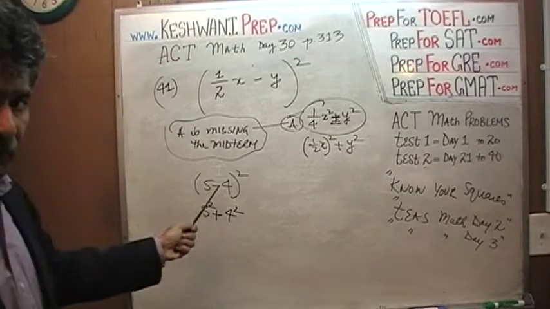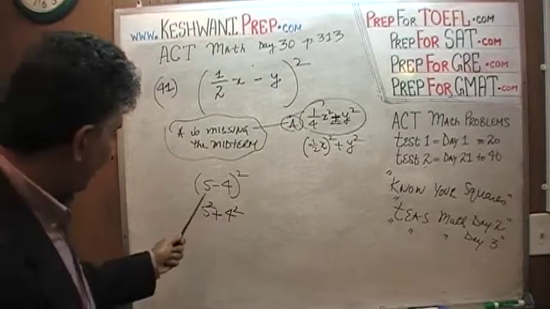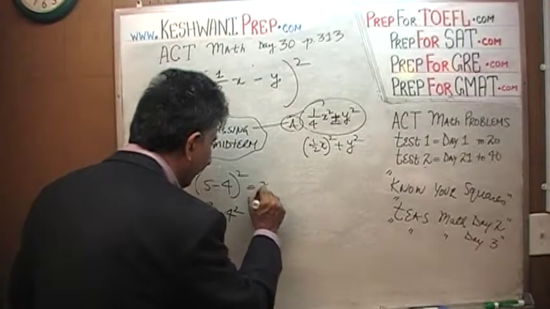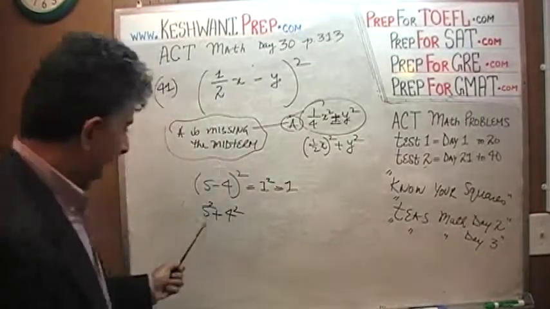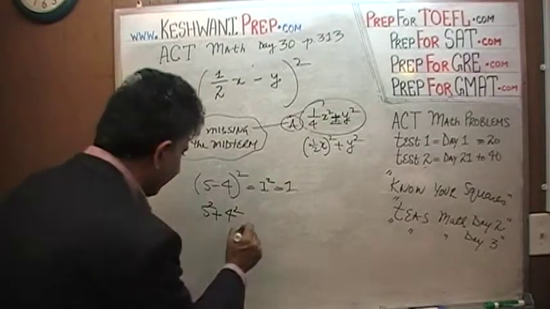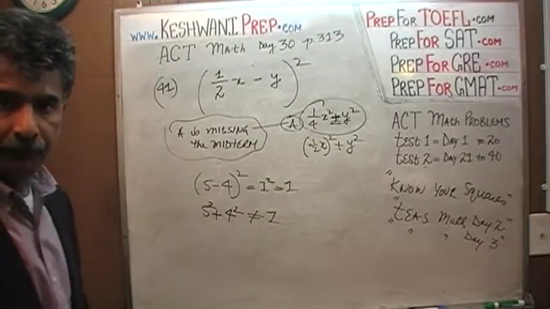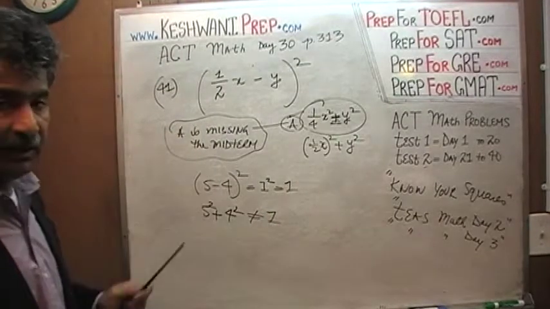But of course, we already know what the answer is. 5 minus 4 is how much? 5 minus 4 is 1. And 1 squared is just 1. This is not going to give us 1. This is going to give us 25 plus 16. 25 plus 16 obviously does not equal 1. What's the problem? The problem is that we are missing the midterm.